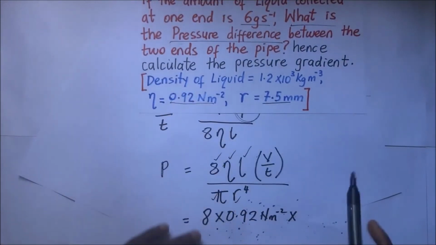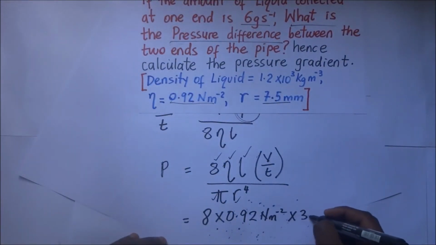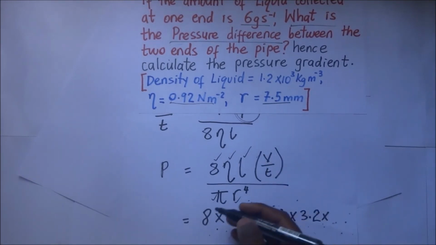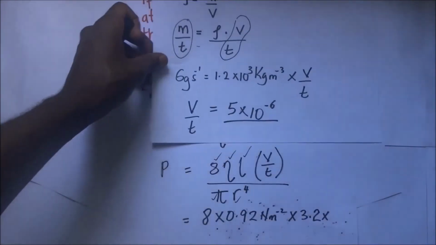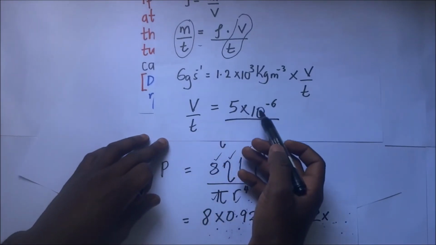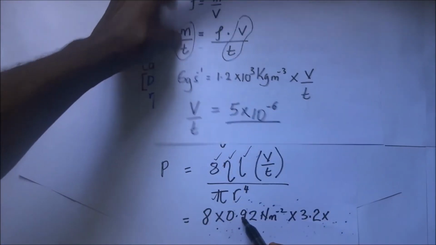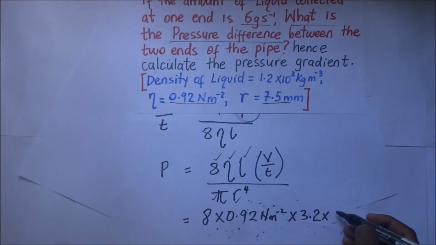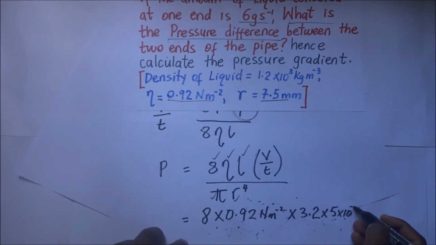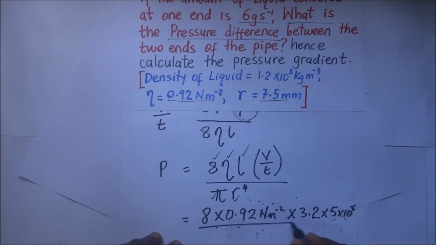So the length of the tube is 3.2 meters. Multiply that by the volume flow rate. We got our volume flow rate as 5 times 10 to the power negative 6. Divide all that by pi, which so happens to be 3.14.